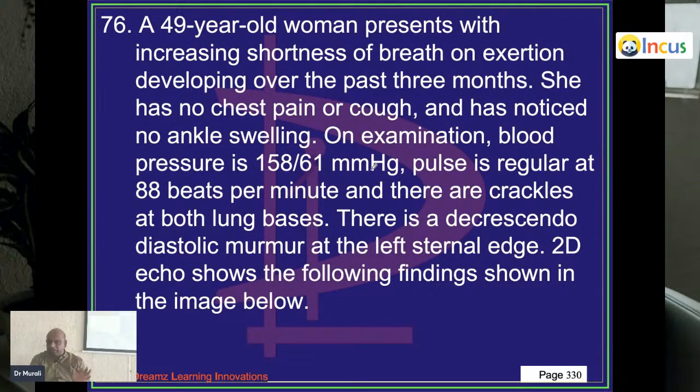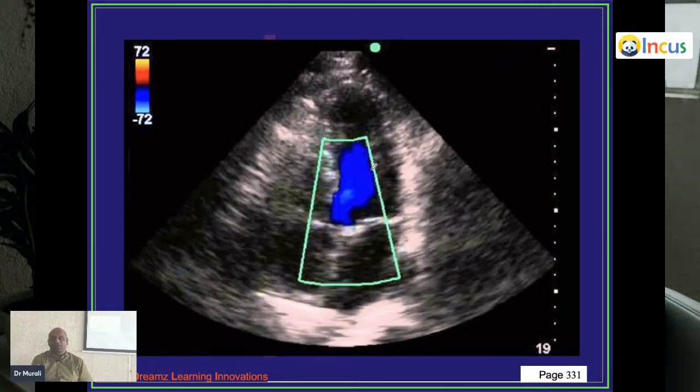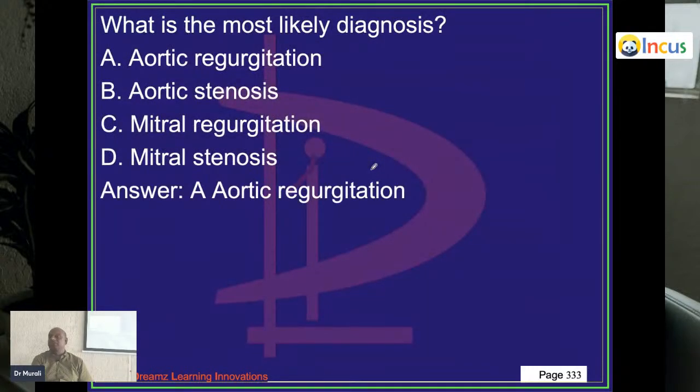A 49-year-old, increasing shortness of breath, 158/61, decrescendo diastolic murmur. So there is a regurgitant lesion. Early diastolic murmur is a feature of aortic regurgitation. Lub, right? Like a post-coital sound.